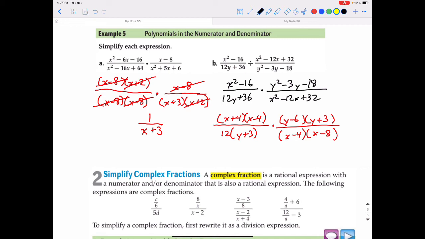So what can I cancel out? Well, I've got y plus 3's. I've got an x minus 4 here and an x minus 4 here. And I believe that is it. So my final answer is going to be in the numerator, x plus 4, y minus 6 over 12, x minus 8.